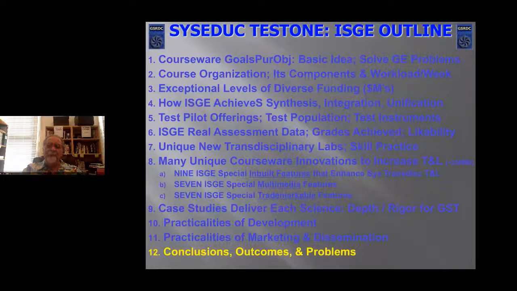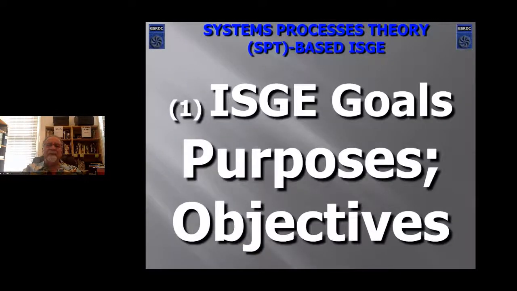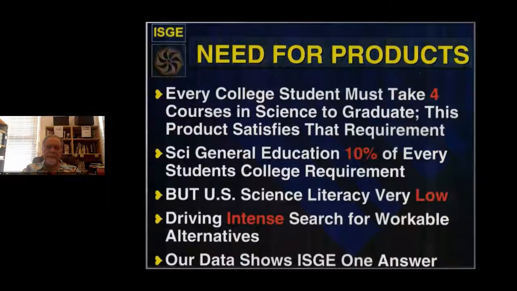So I'm going to look at the basics of whether this is livable or not. And then at the end, I'll go through some basic conclusions and problems with ISGE as caveats. So let's begin with goals, purposes, and objectives. The need for the product. Every college student must take 4 courses in science to graduate. This is usually the general education requirements in the United States and hopefully internationally. This product completely satisfies that requirement. It's all the GE in one place. So science general education is about 10% of every student's college requirement to get their degree.